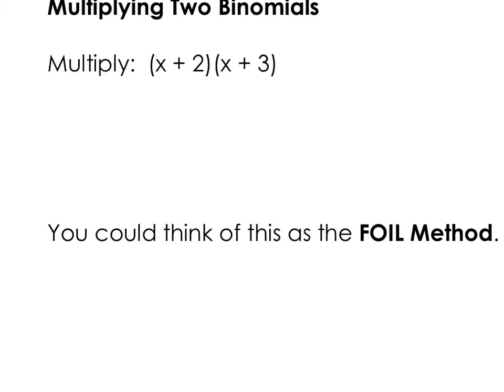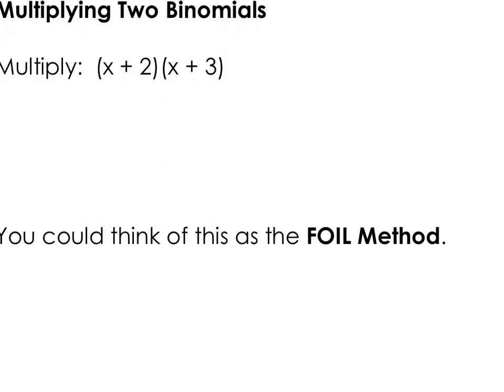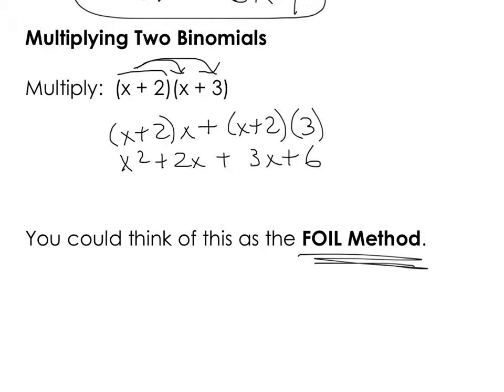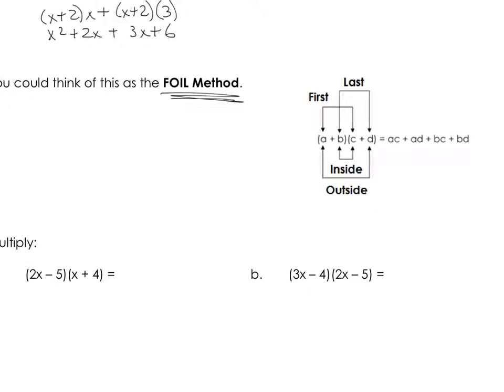How do you multiply two binomials? Well, you can think about the distributive property if you want. You could distribute this times that and times that. So that would give you x plus 2 times x plus x plus 2 times 3. That gives us x squared plus 2x plus 3x plus 6. A lot of times you learn this as the FOIL method. First, outside, inside, last.